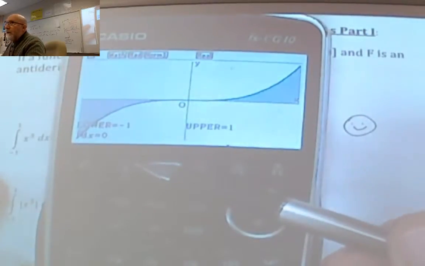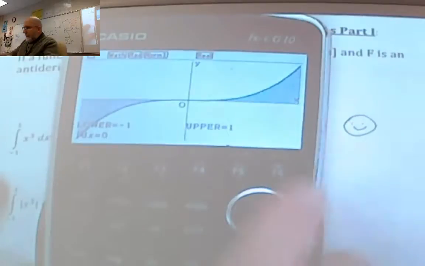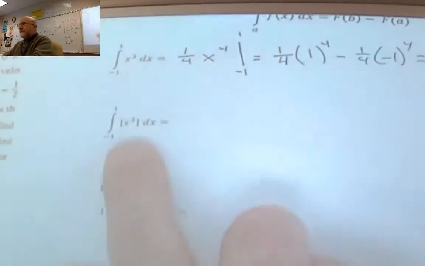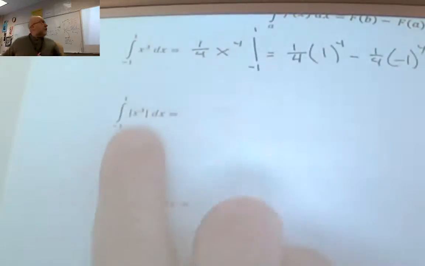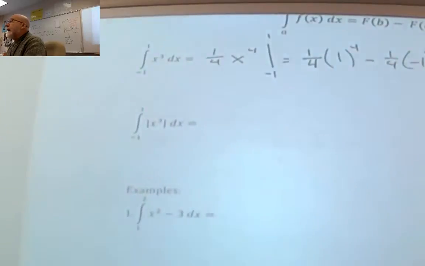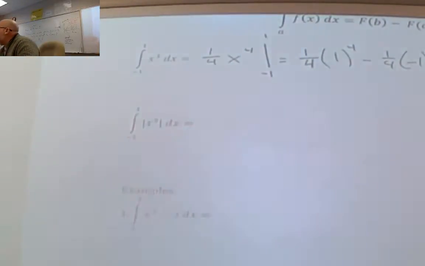Everybody, you're okay with figuring out your definite integral on your calculator? Okay. Next one, now I'm asking you to do the absolute value. And you could do the absolute value on your calculator. I will show you at a later time how to do that. But there are portions, like coming up on a quiz, where I ask you to do absolute value without a calculator.